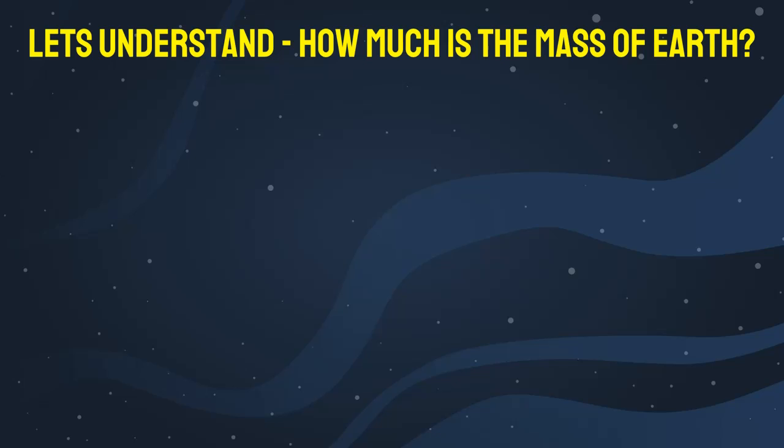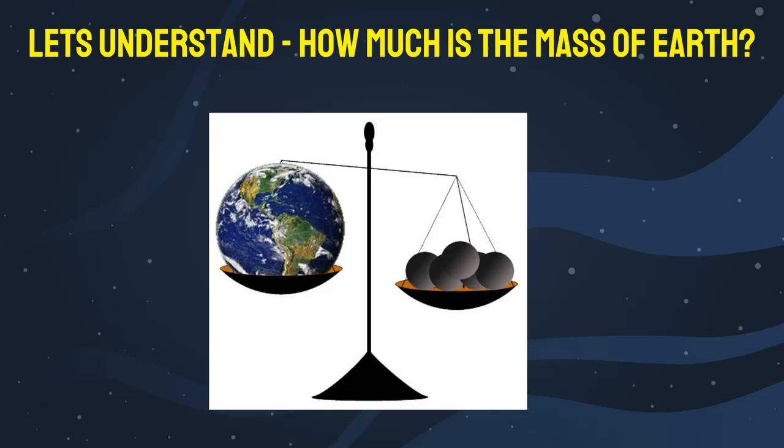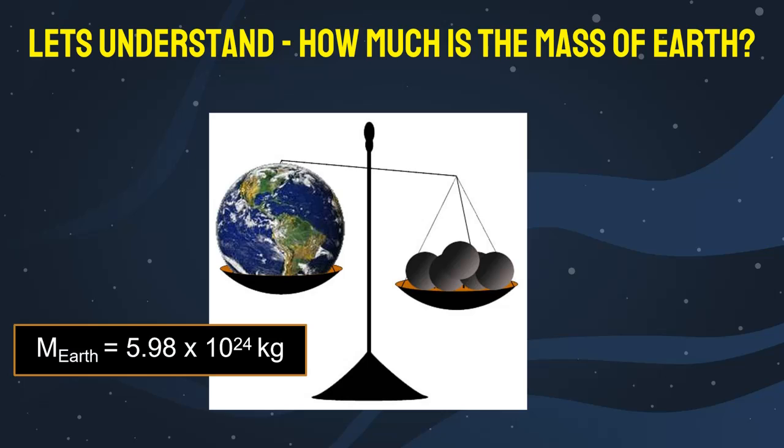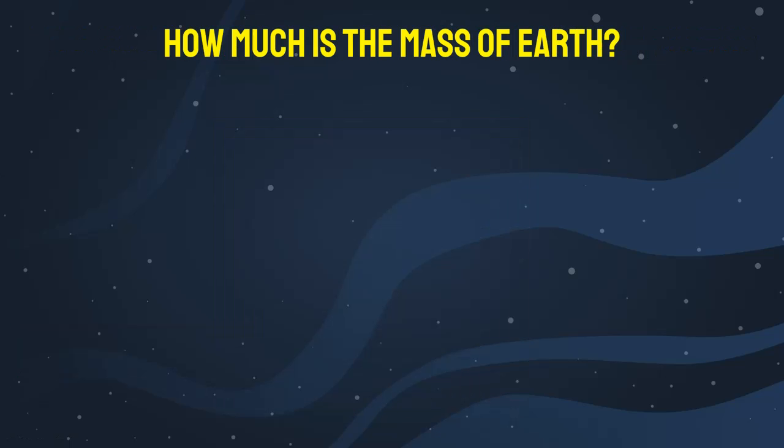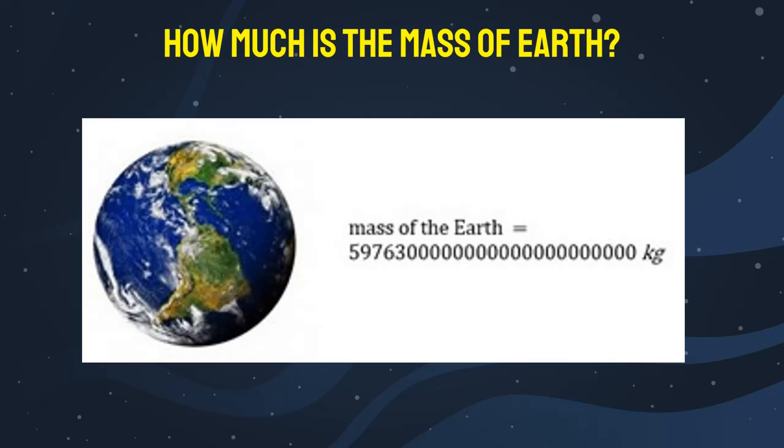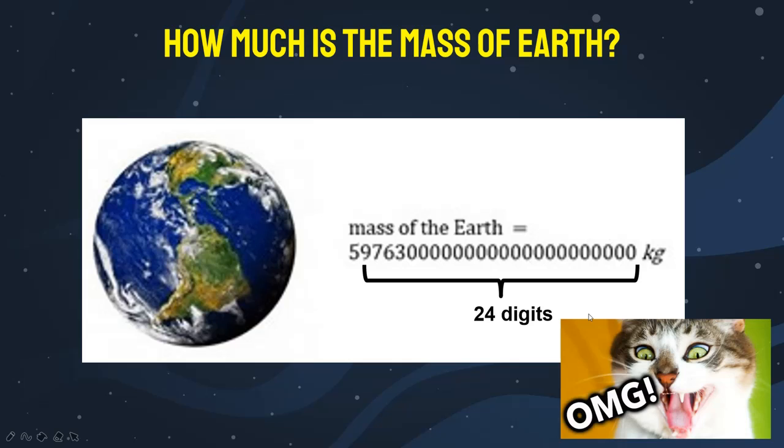The question comes, how much is the mass of the Earth? If we weigh the Earth, it is approximately 5.98 into 10 to the power 24 kg. Is this number big enough? That means after 5 there are 24 digits. Oh my god, that's a huge mass, isn't it? Now let's compare this mass with all the other planets.